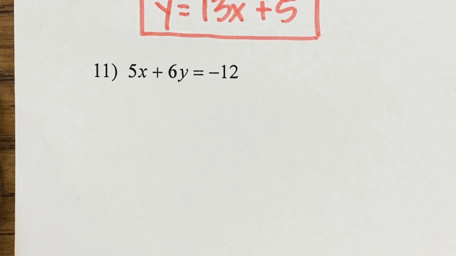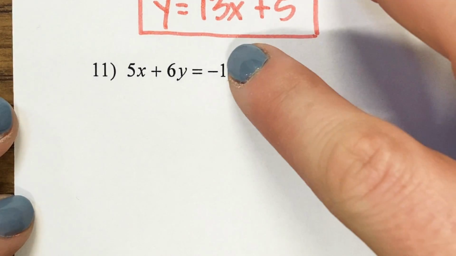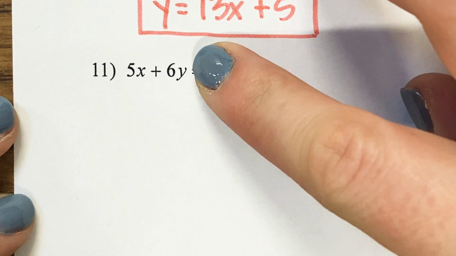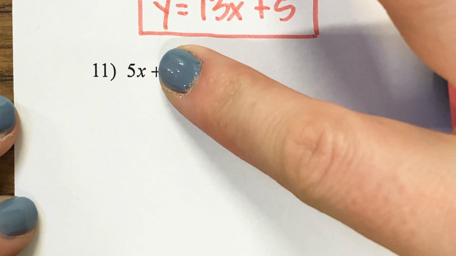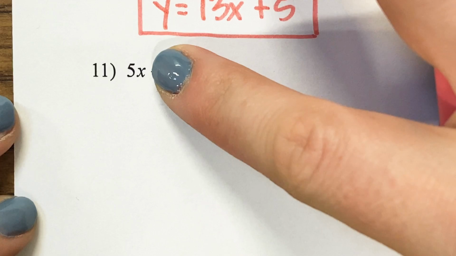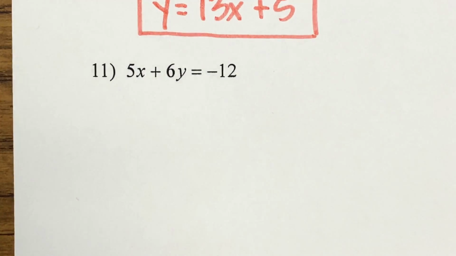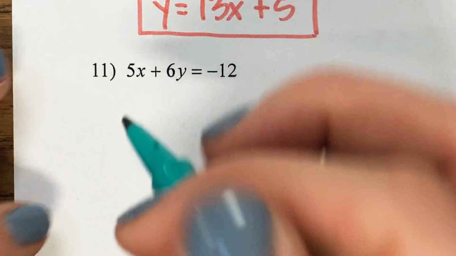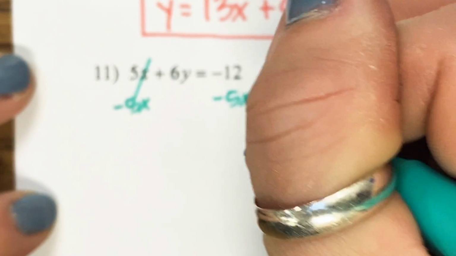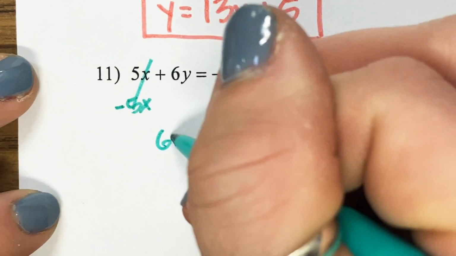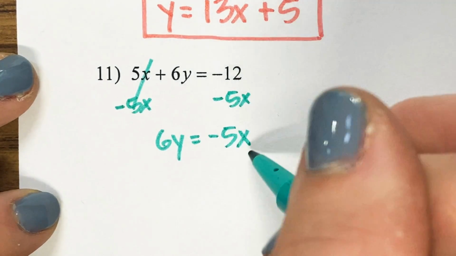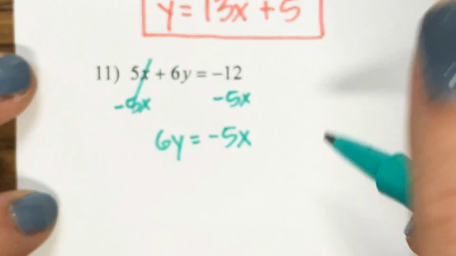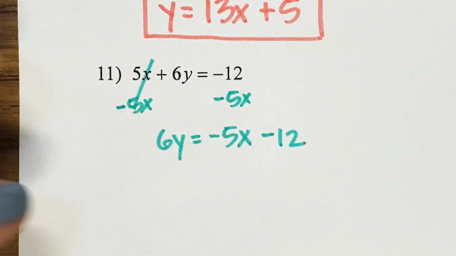Okay, so let's look at number 11. Okay, few things we need to move here. So let's start with the farthest one from my y. It's going to be this 5x. What is the opposite of a positive 5x? It's going to be negative 5x. Okay, moved them over there. So now I have 6y equals negative 5x, because we want to write the term with our x first, minus 12 that was already over there.